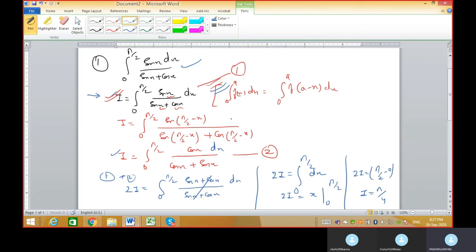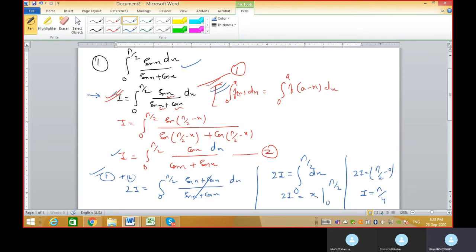And when you add these two, these are the steps. In this kind of property, you have to apply only these kinds of steps. So whenever you add them, this will become 2I. And when you add these two, the common terms get cancelled out. And this is dx, whose integration is x.